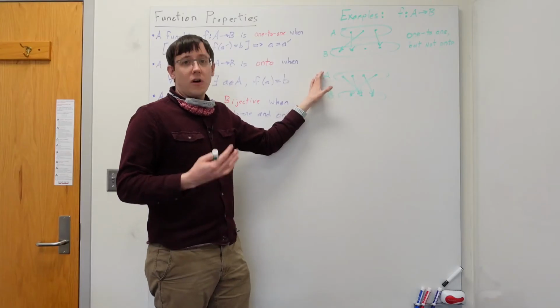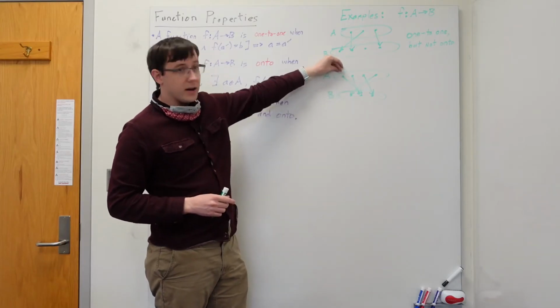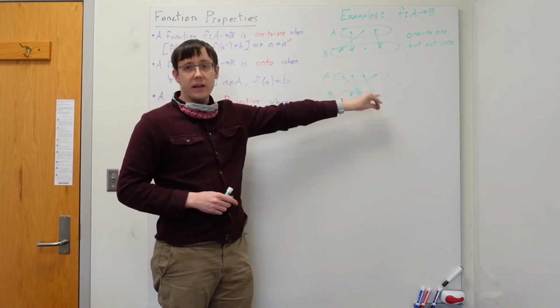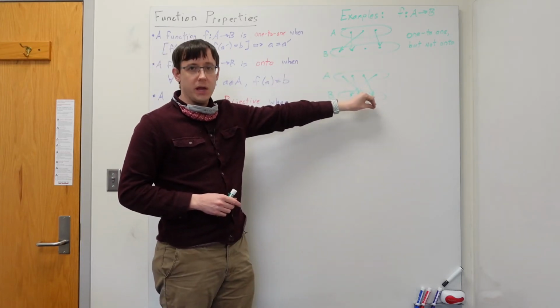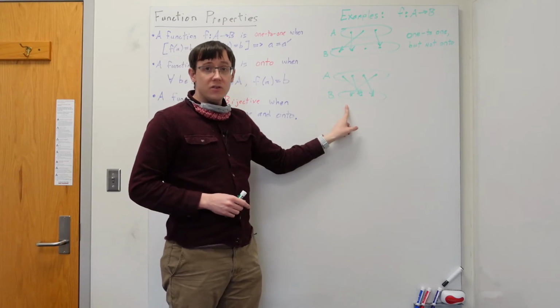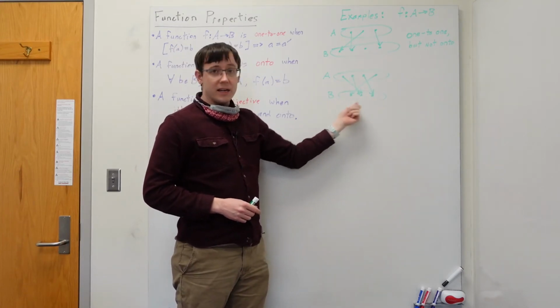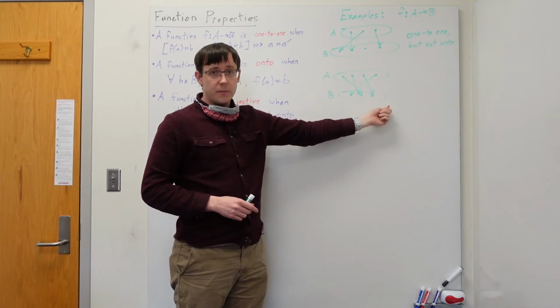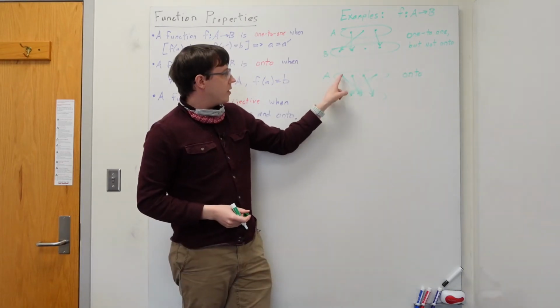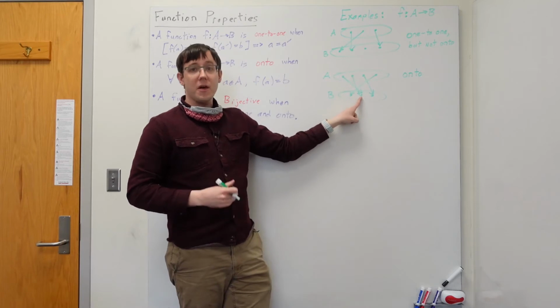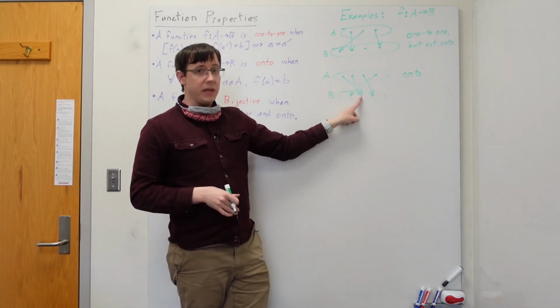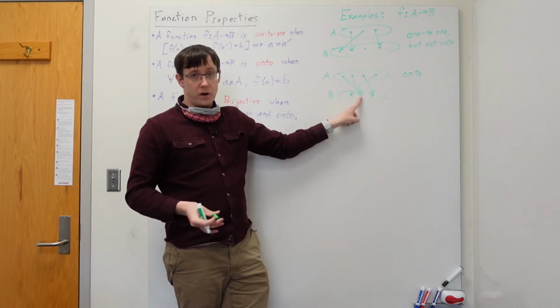This mapping is also a function because, again, every element of A has exactly one arrow mapping it to something in B. And this function is onto because every element of B has at least one arrow coming into it. But we have multiple elements of A that map to the same element of B, so this function is not one-to-one.